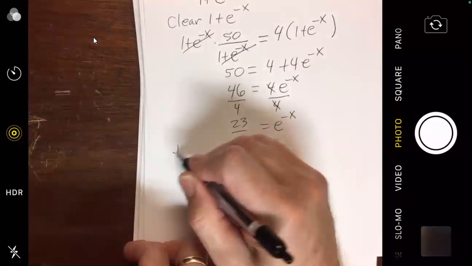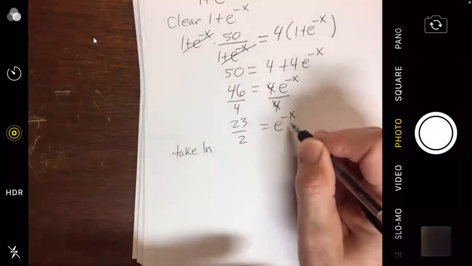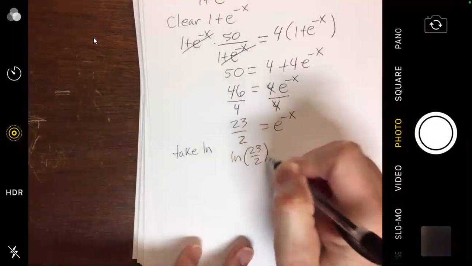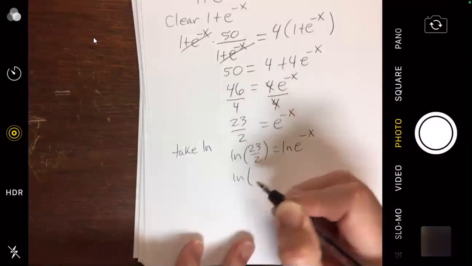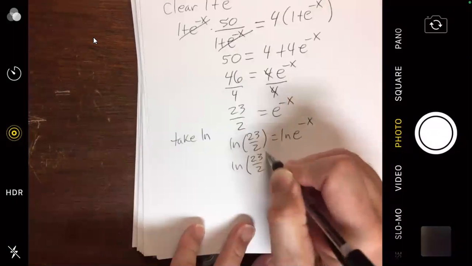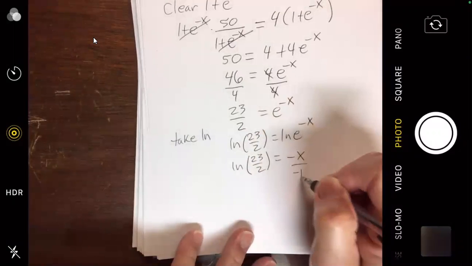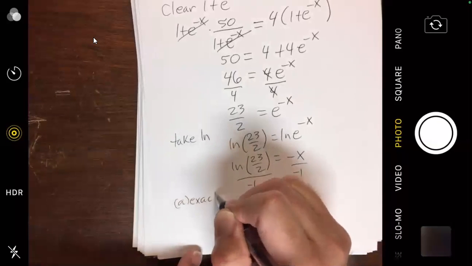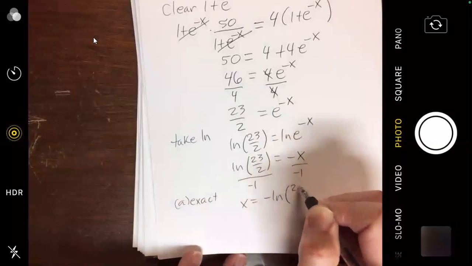Now I'm ready to take ln, and ln is a nice choice because it will directly undo that. So ln of 23 halves, ln of e to the minus x, and ln then of 23 halves is equal to minus x. And we can divide by -1, divide by -1, and we get the part A exact answer: x equals negative ln of 23 halves.